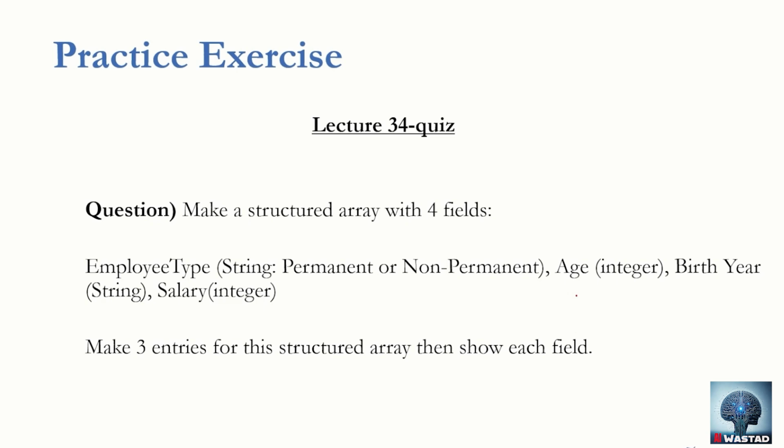Then the second field should be age, which should be an integer. Then there's birth year, which is again a string, only the year of the birth, right? Then there's salary, which is also an integer. So we have to make 3 entries for the structured array, and then show each field. Each field means for every entry we need to show employee type, then age, the birth year, and then the salary, right? So we need to show these individually.